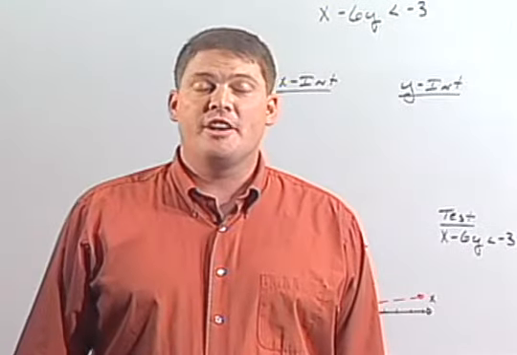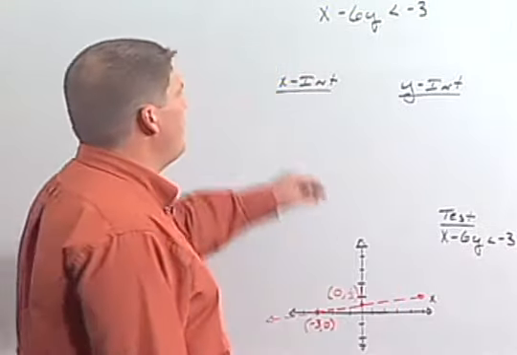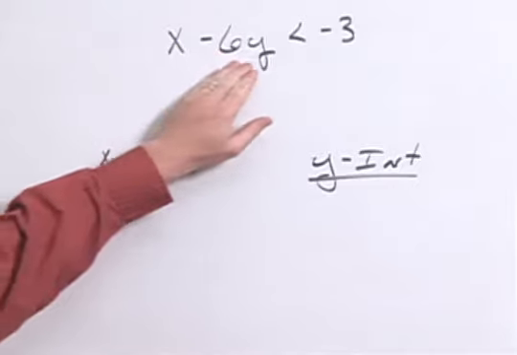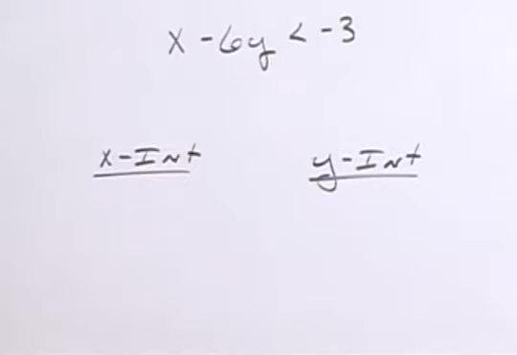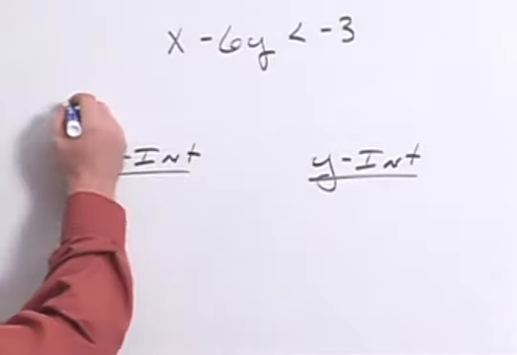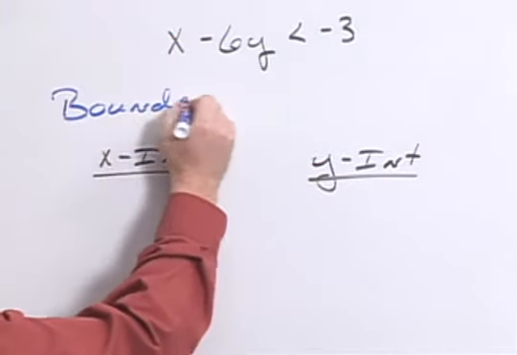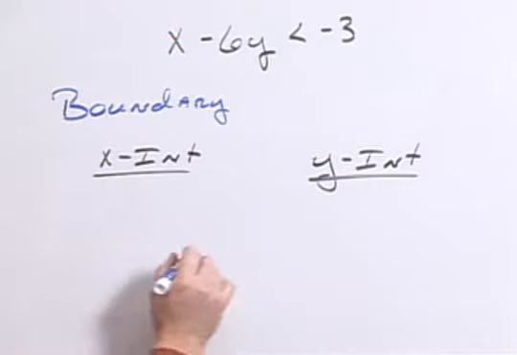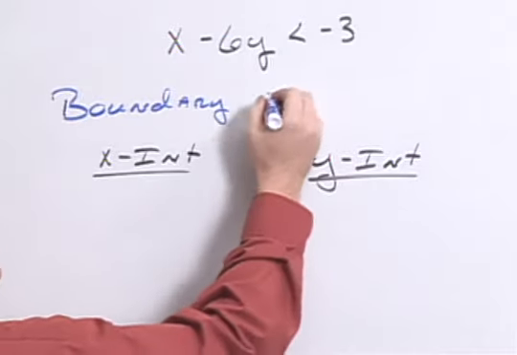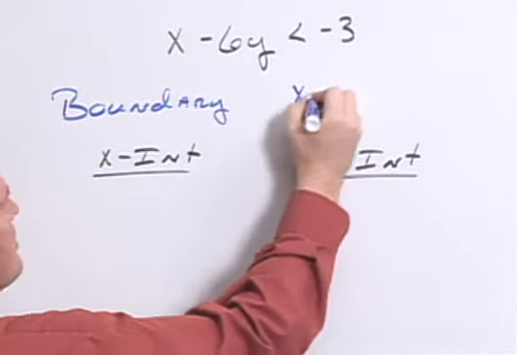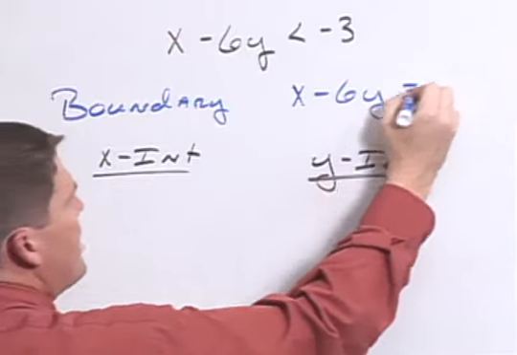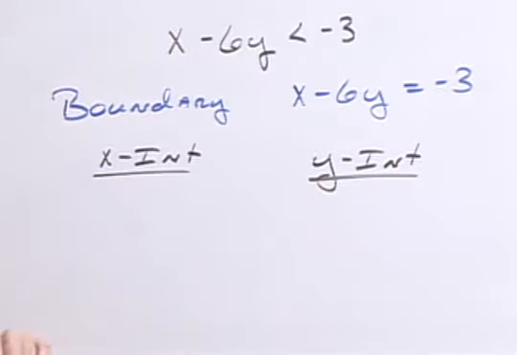Graph the inequality on a plane. The inequality that we're given is x minus 6y is less than -3. To graph that, it's good if we first start with a boundary line. The boundary line will help us determine which side we need to shade. The boundary line for this would be x minus 6y equals -3.